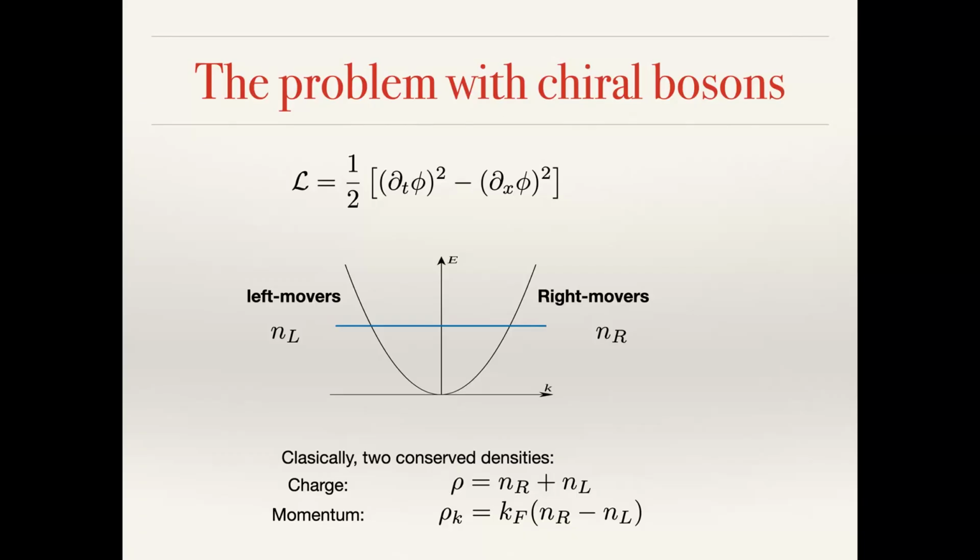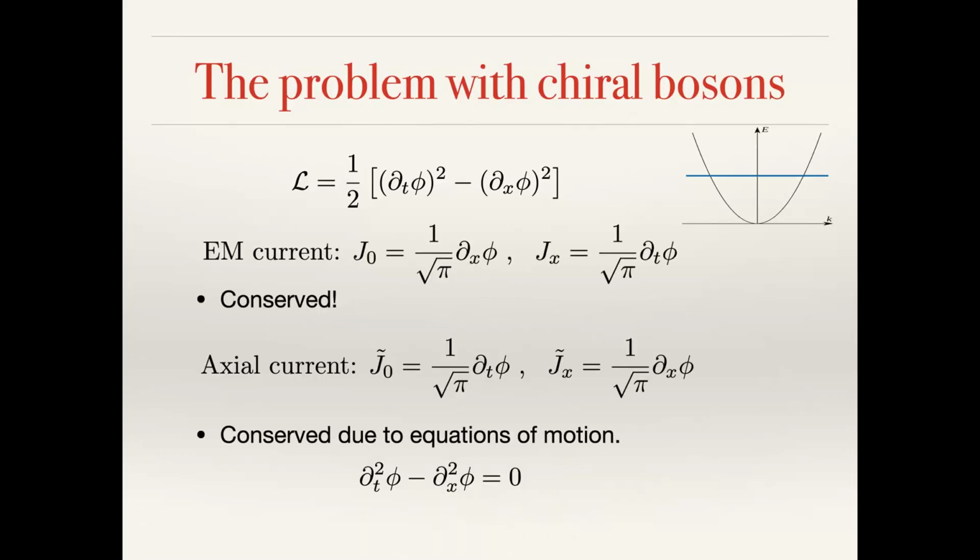Okay. So now let me just talk about this in terms of the bosonic action, okay? And actually, in this theory, you look at this action and you're like, hey, there's two conserved densities in this theory, okay? There's the total charge, which is the number of right movers plus the number of left movers. And there's the momentum, which depends on the difference between the number of right movers and the number of left movers, okay? And in our bosonic theory, that actually corresponds to two conserved currents. One is the electromagnetic current, and one is the axial current, right?